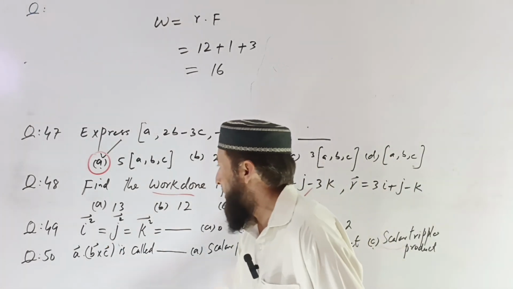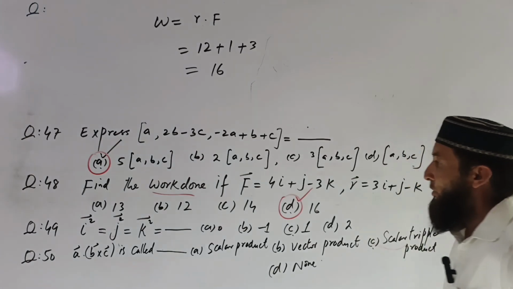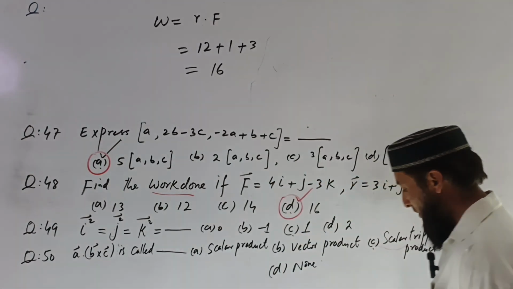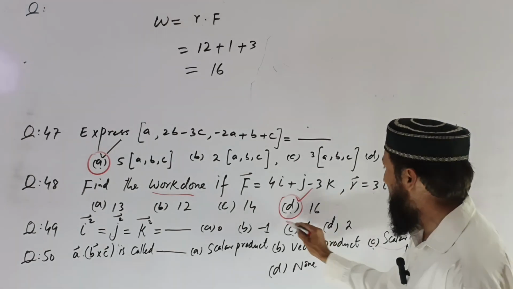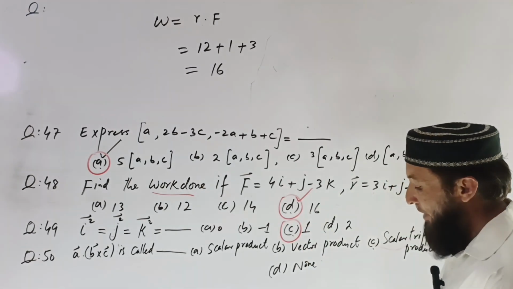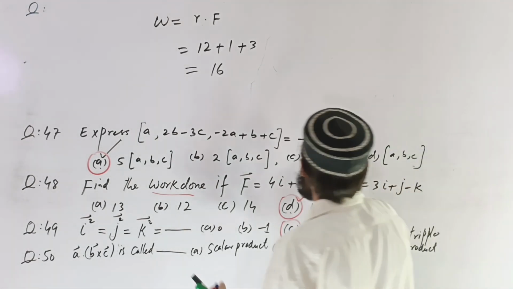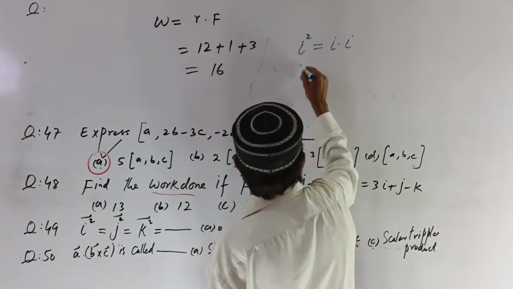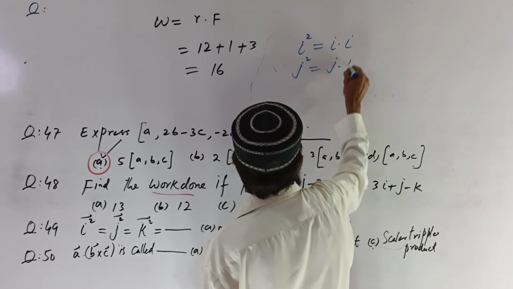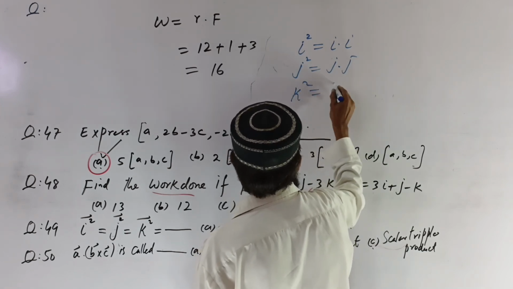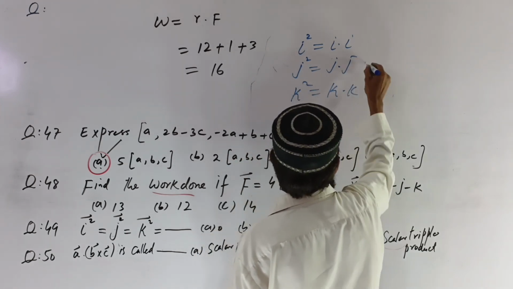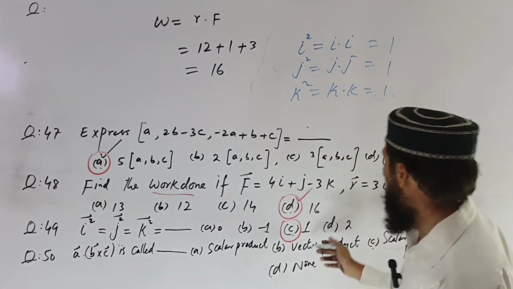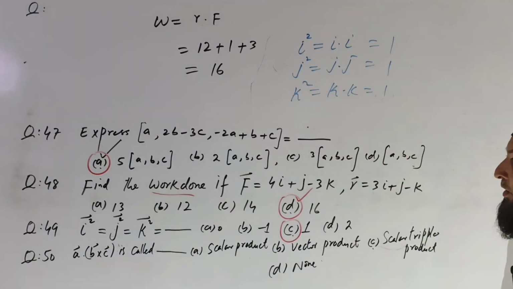Similarly, question number 49: i square, j square and k square is equal to, automatically this result is equal to 1. Why? Because of the property of the dot product, we can write i square as i dot i, j square as j dot j, and similarly k square as k dot k. So all of these results are equal to 1. So the correct answer is 1.